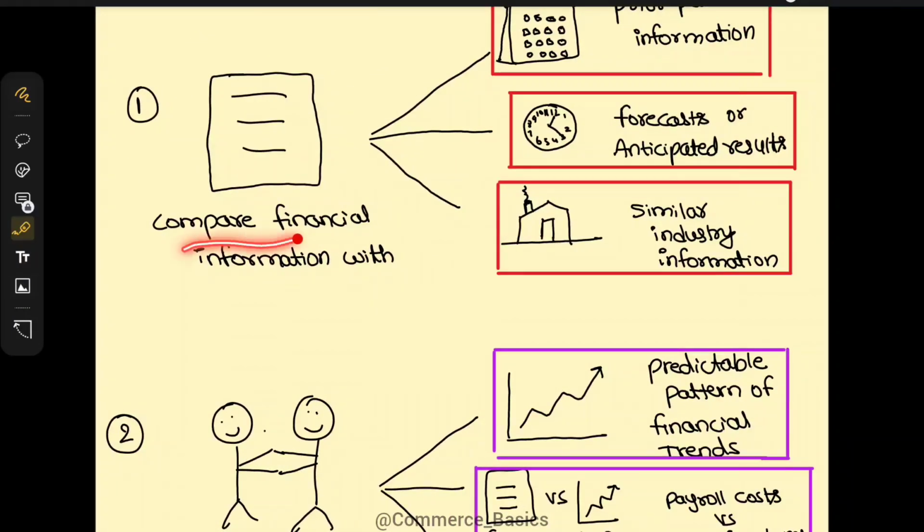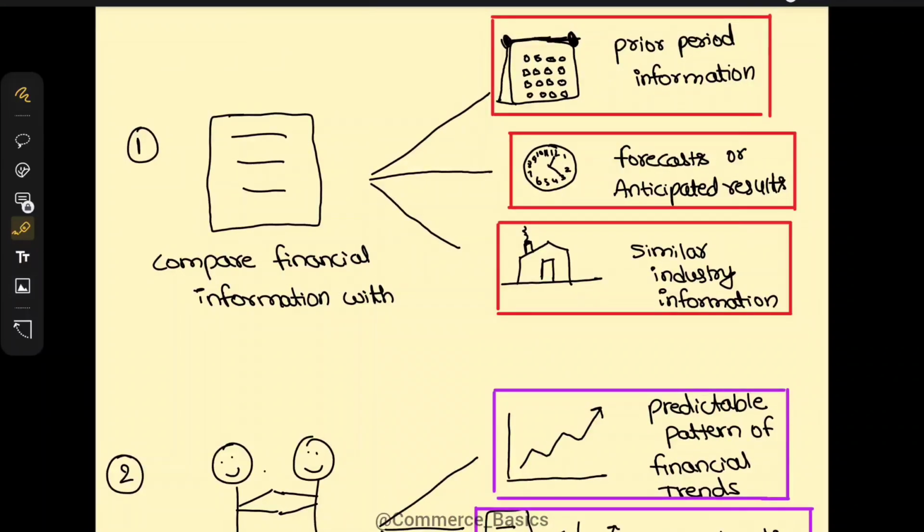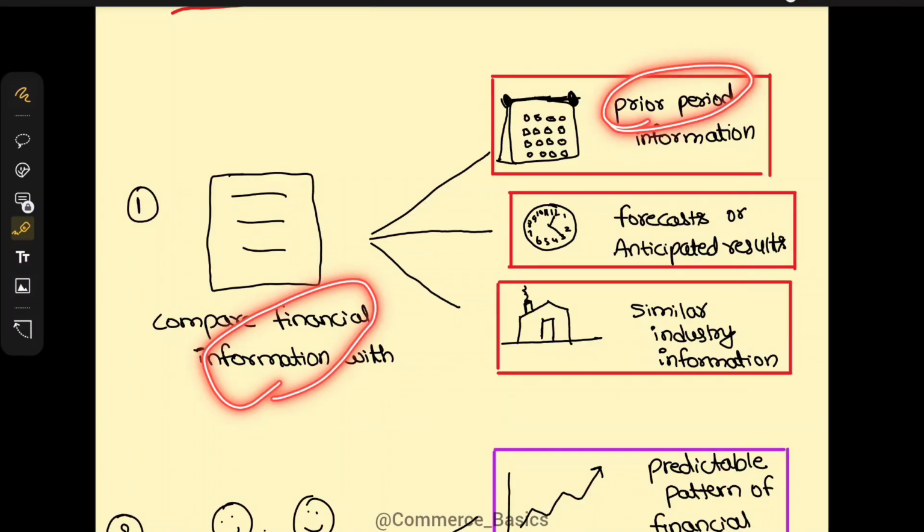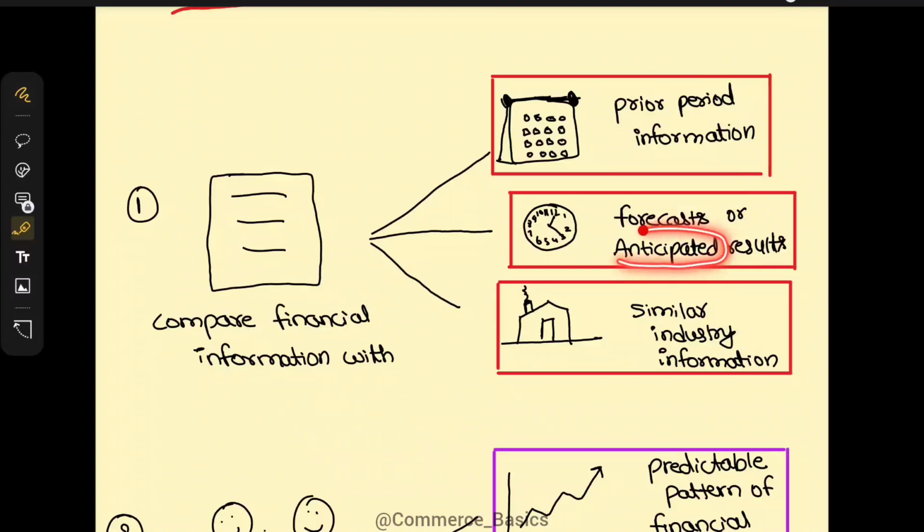In comparing the financial information, we have different kinds of things. We can compare the financial information with prior period information, like previous year data. Whatever financial information we have, we can compare with the prior year data, or any forecast, like any anticipated future data. And finally, any similar industry information; when you have similar industry information, you can compare it with the financial information. This is the comparison method. This is the first method.